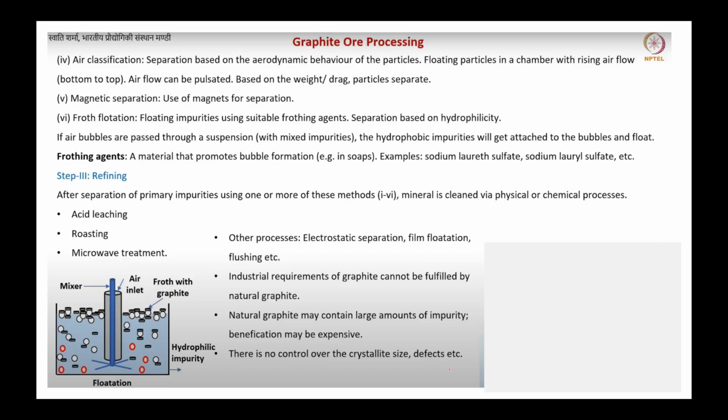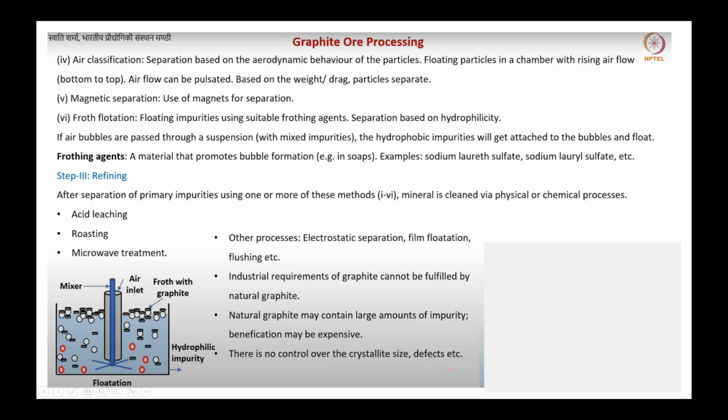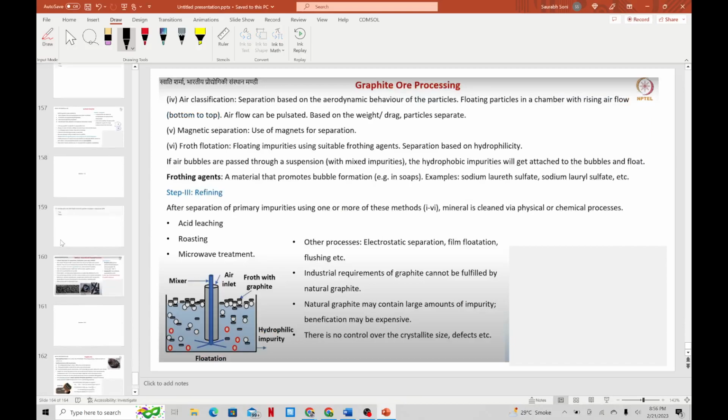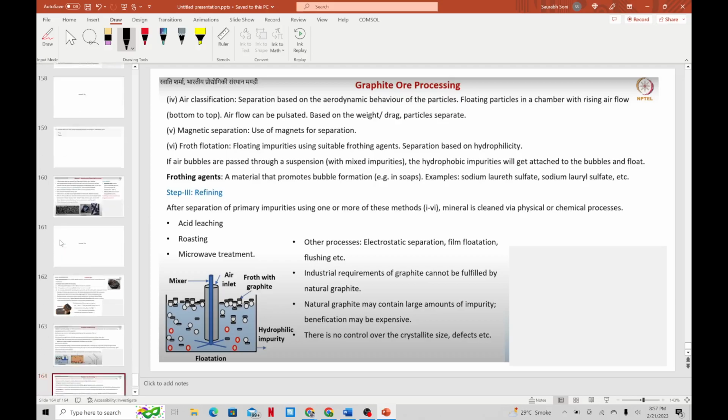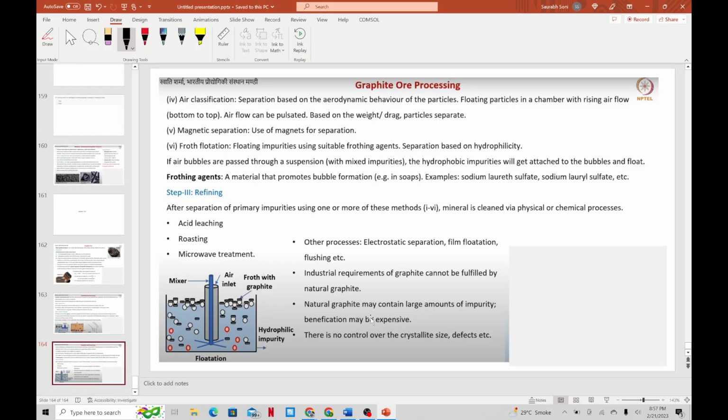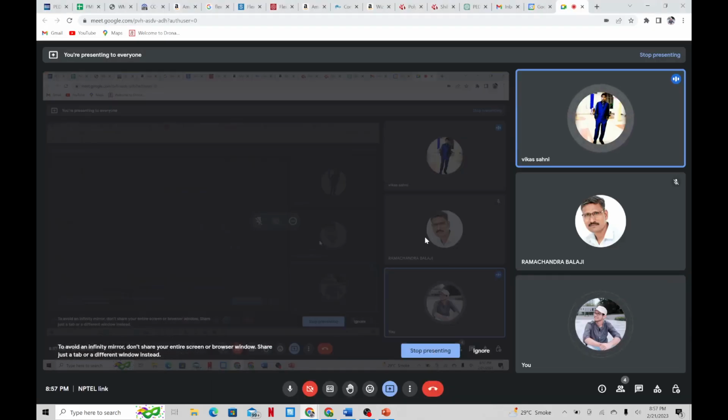Industrial requirement of graphite cannot be fulfilled by natural graphite. Natural graphite may contain a large amount of impurity. Beneficiation may be expensive. There is no control over the crystallite size and the defects. So in this way, after all this, you can see how you will get pure graphite from the graphite ore. I hope that it is clear.